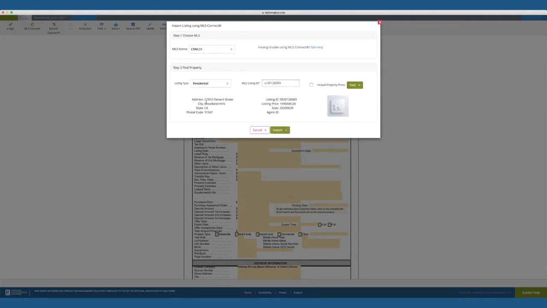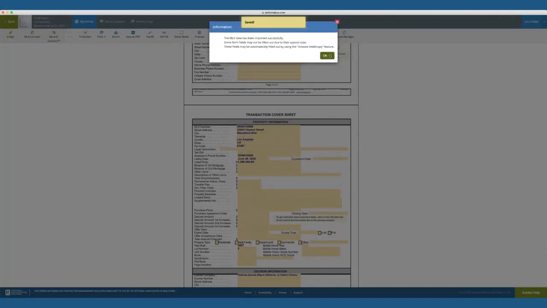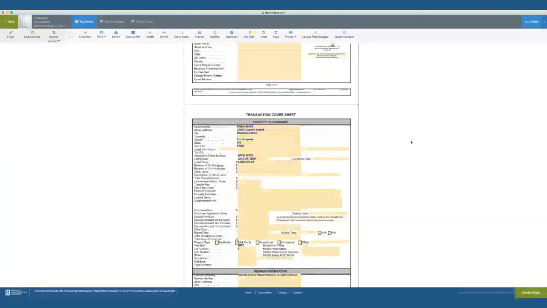It's 22953 Oxnard Street. If you want to include the photo, sure, why not include the photo? And you're going to import that. And this window always comes up and it says it's going to wipe out everything that you've put in there. I've never had it do that, but don't quote me on that because it's me. You're going to say yes, and it's been successfully imported.